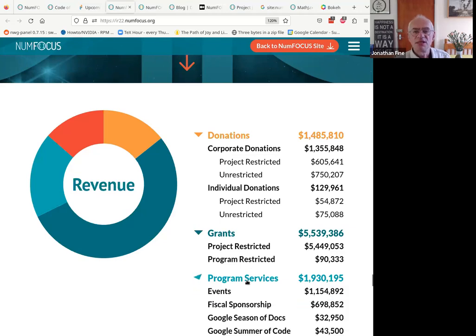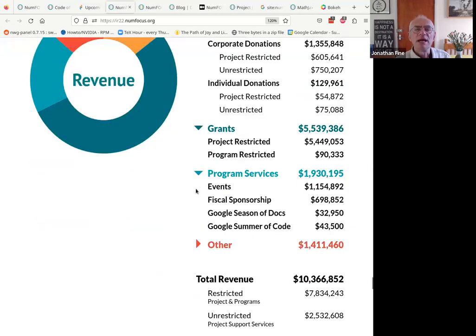Program services, so events produce an income. So a PyData event provides income for NumFOCUS, and events have provided nearly 2 million. So this is sponsorship for Google Season of Docs, Google Summer of Code, for example. But the main thing is events bringing in money.